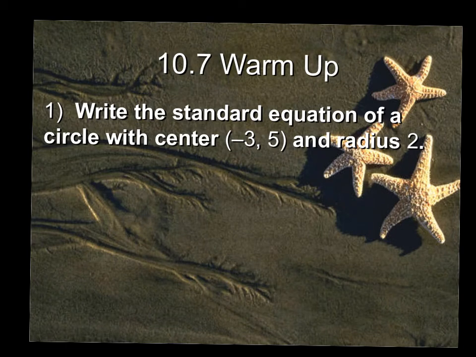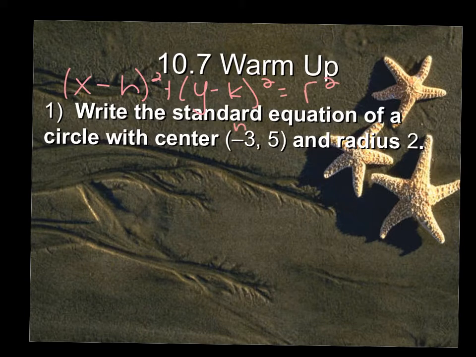All right, so 10.7, which was the last section in the chapter, we talked about circles, or the equations of a circle. So this one said, write the standard equation of a circle with center -3, 5, and radius 2. A quick refresher that the standard equation, if h, k is your center and r is your radius, is x minus h squared plus y minus k squared equals r squared. So if this is my h, this is my k, and this is my r, then your equation should be what?